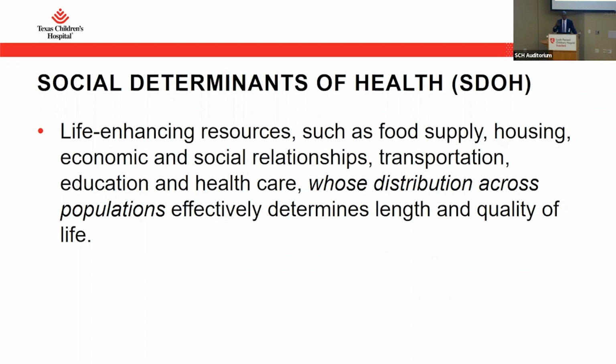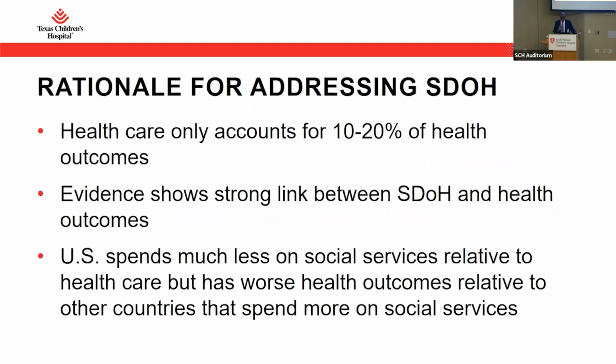So social determinants of health, I think we all have a pretty good definition. It's all these life enhancing resources: food supply, housing, the built environment, education. And it's not just that, it's how they're distributed in society as well. So there's a great rationale for addressing social determinants of health. I think there have been studies since the 70s that show that healthcare, in terms of what we do on a daily basis, only accounts for 10 to 20% of health outcomes, such as life expectancy and quality of life, for example. And alternatively, we have evidence that shows a strong link between social determinants of health and health outcomes.